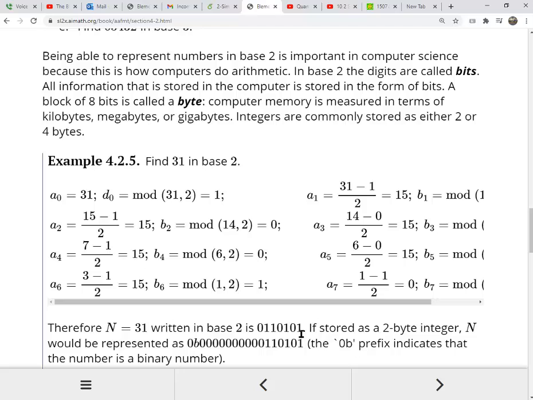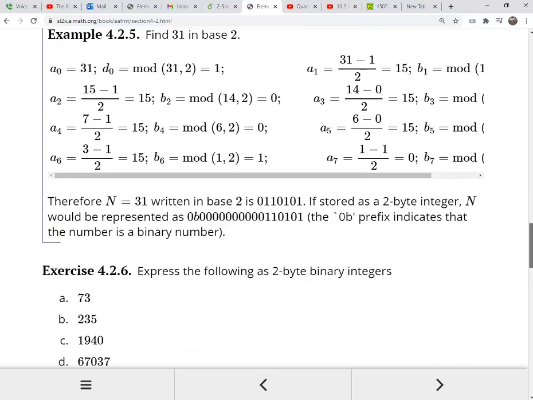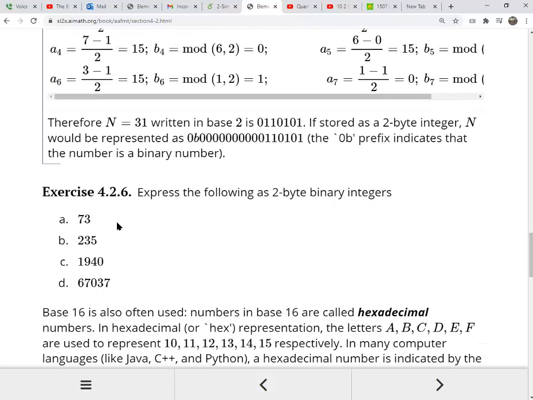But in a computer, you have to store it in a certain space. So if it's stored as a 2-byte integer, then you would have to store it with 16 bits. So there'd be a lot of 0 bits in front, and then the last non-zero bits would be the binary representation of 31. This is one convention. If you want a binary number, you put 0b in front. There are other conventions as well. Okay, so here this is applying the same algorithm to convert these decimal numbers into binary. Now it's clear this is not a binary number. So when it says express the following, you should assume that these numbers are in base 10.